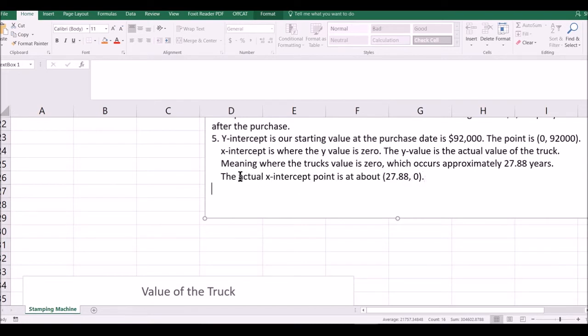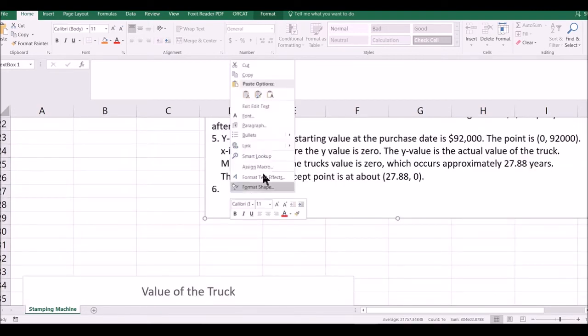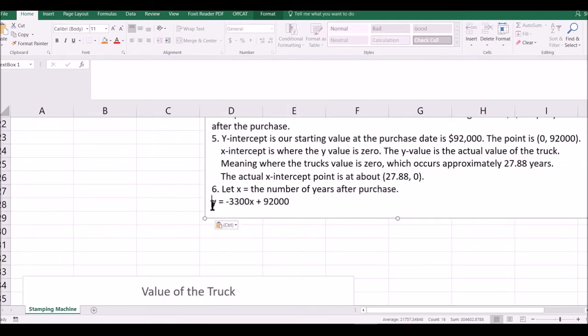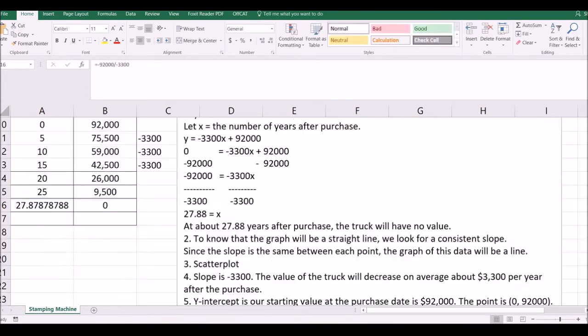And next one is, let's make sure we finish this up. If we use the letter x to represent the variable number of years, write an expression. I actually did that for you guys right here. That's actually the first one. I did it in the first step, but that's all right. So here we go. I like to do it as an equation, so to me it's a little more visual, that first step. So if you did it already, you already got number 6 done. Some of you guys will probably do it that way.